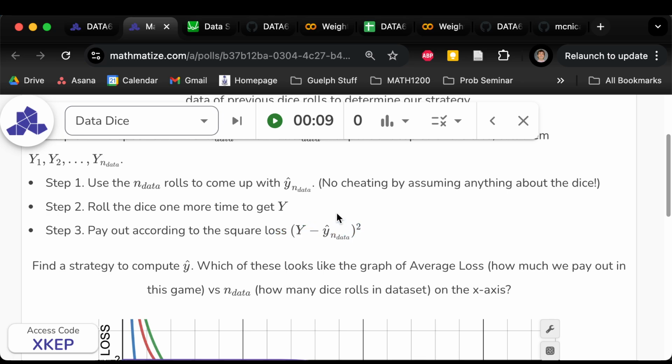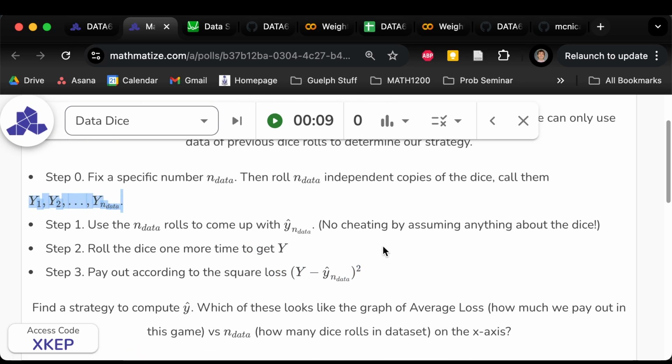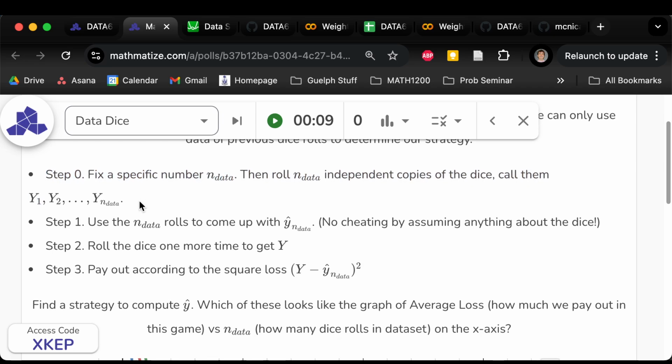So just like before, you can think of this, it's like I'm trying to use this data set to come up with the best possible estimate for this unknown value in y. The only difference is now I have this data set before I knew the sides of the dice. Okay. Here's what I want you to do. Step one, find a strategy to compute y hat. So what are you gonna do in step one? How are you gonna find out y hat?